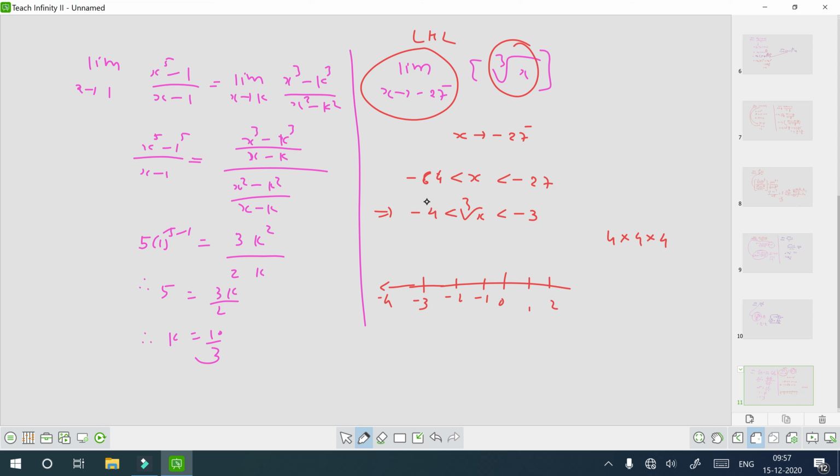Clear? See, this we have to arrange. On the real line we know that a less than b. So that is in between minus 4 to 3. Here minus 3 is there, so definitely there should be a minus 4, because these two are successive integers.